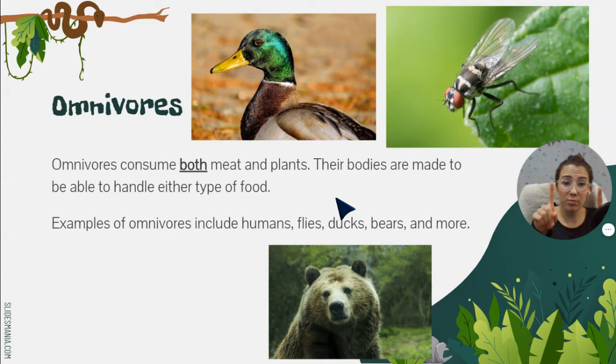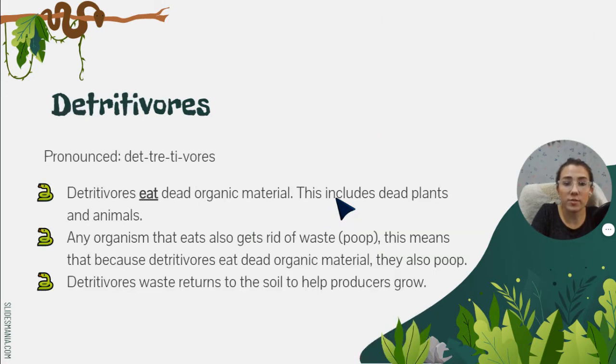They also can't poop. Remember how we talked about that? In order to eat, you have to be able to poop. You can't do one without the other. You can't poop anything if you didn't eat anything, right? So that brings us to our next category of consumers, which are called detritivores.